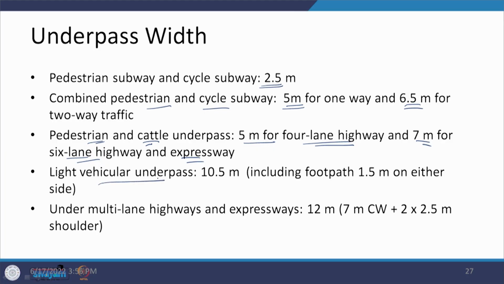If it is a light vehicular underpass, then 10.5 meters. This 10.5 meters includes a footpath of 1.5 meters on either side, that means 3 meters goes to that. So, you are left with 7.5 meters: a 7 meter 2-lane carriageway with 0.25 shy distance on each side. For multi-lane highways and expressways, the minimum is 12 meters. Again, a 2-lane system of 7 meters is going to be there along with shoulders on the two sides which are 2.5 meters wide, and that brings it to 12 meters.